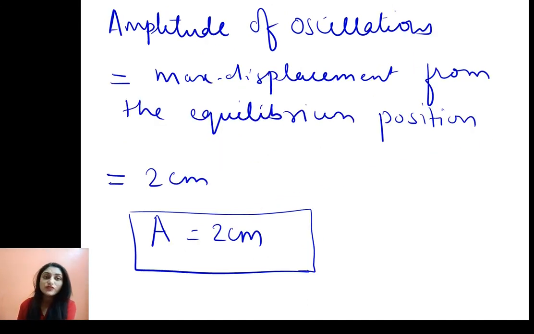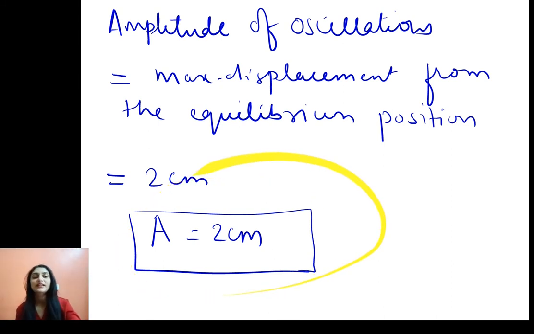Now the amplitude of oscillation. The definition of amplitude is the maximum displacement from the equilibrium position. The spring is pulled by 2 cm, which means the maximum displacement from the equilibrium position is 2 cm. That is how we directly get A equals 2 cm.